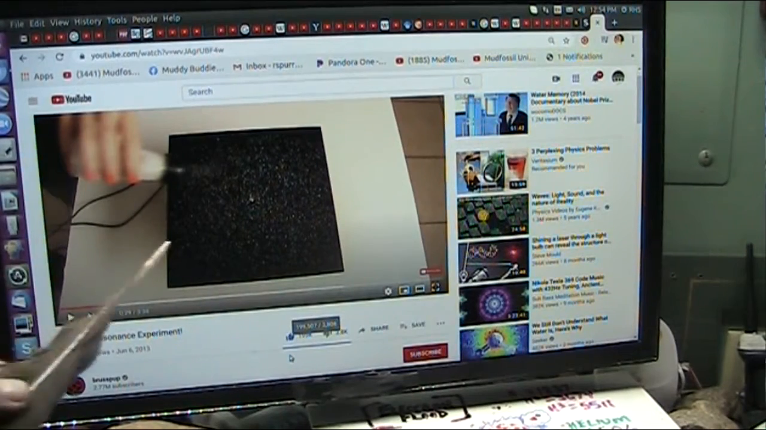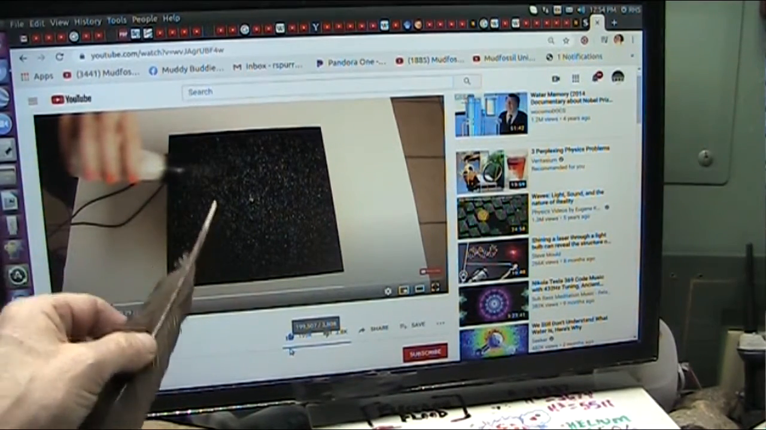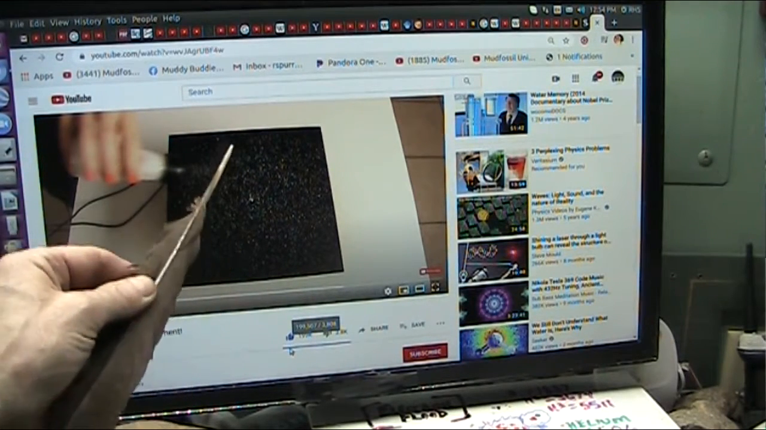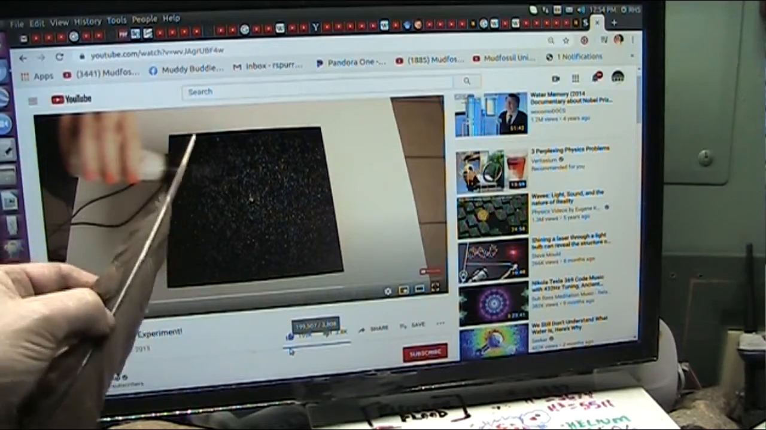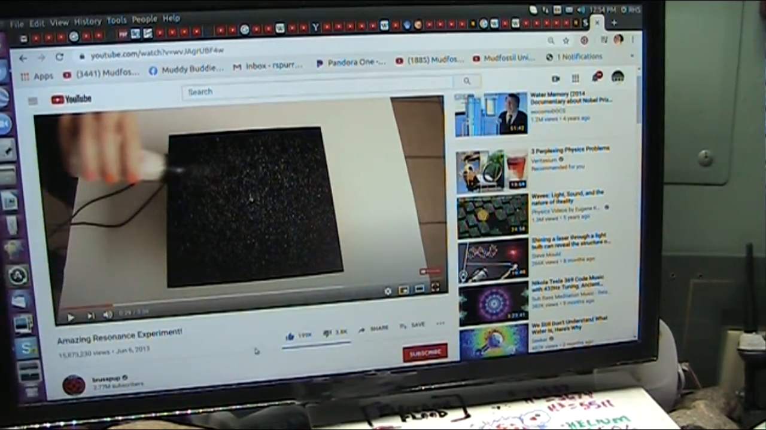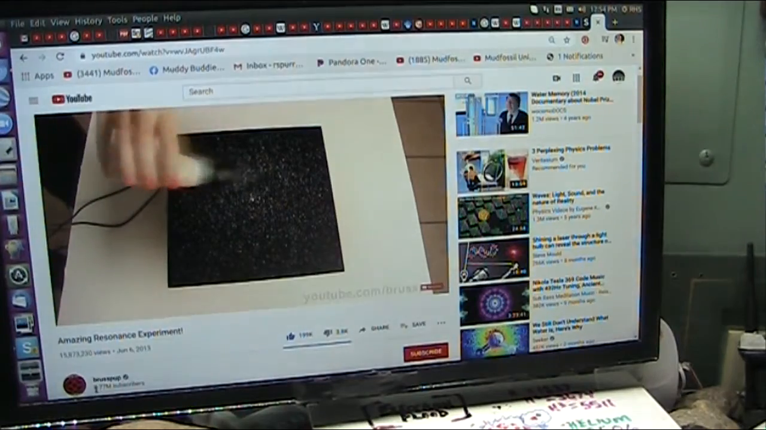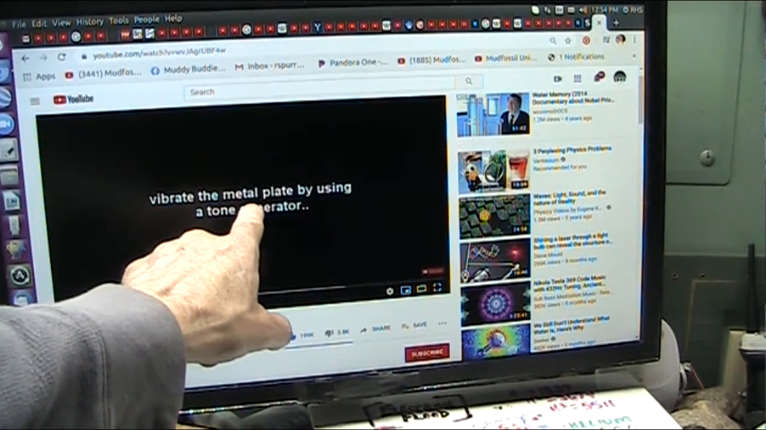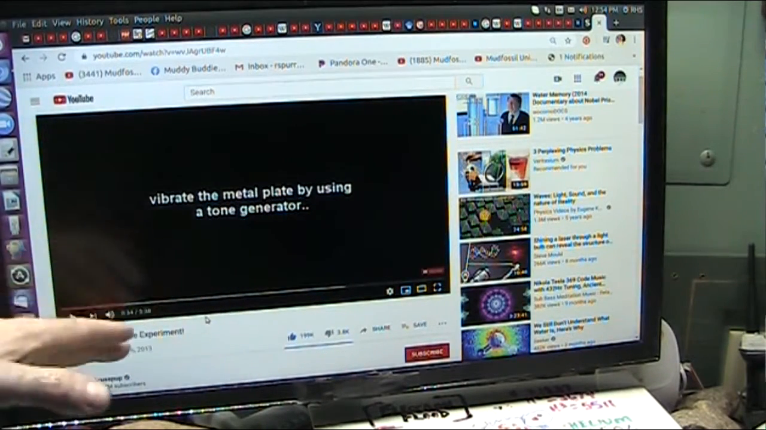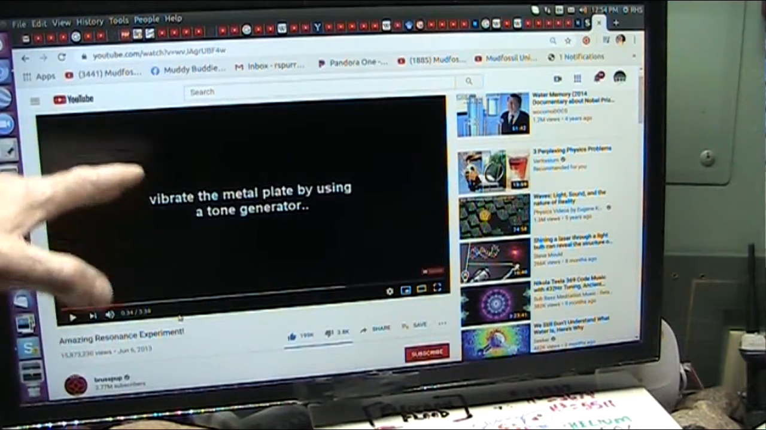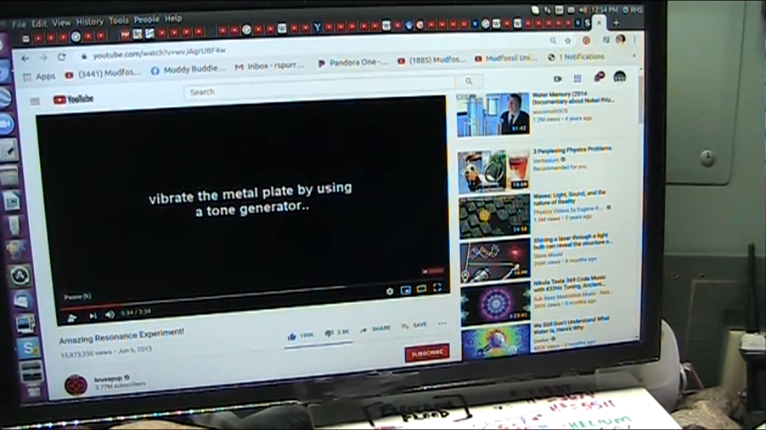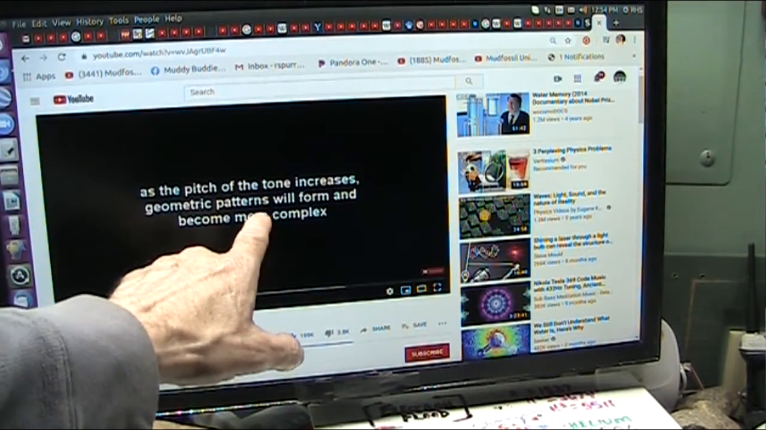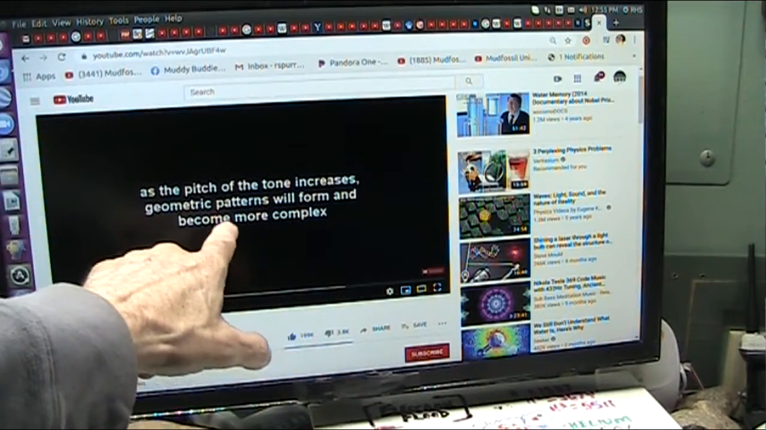Now, this is 15 million hits. Again, they're injecting a vibration in here, and to us, a vibration is a push and shove of electrons. So it's like a negative, positive, and that's really all it is. So here goes the salt. Now they're going to go to a very low frequency. They vibrate the metal plate using a tone generator. When you vibrate it, it goes plus, minus, plus, minus, and literally that's exactly what it does. And it shakes the salt, because they're plus and minuses. As the pitch of the tone increases, geometric patterns will form and become more complex.